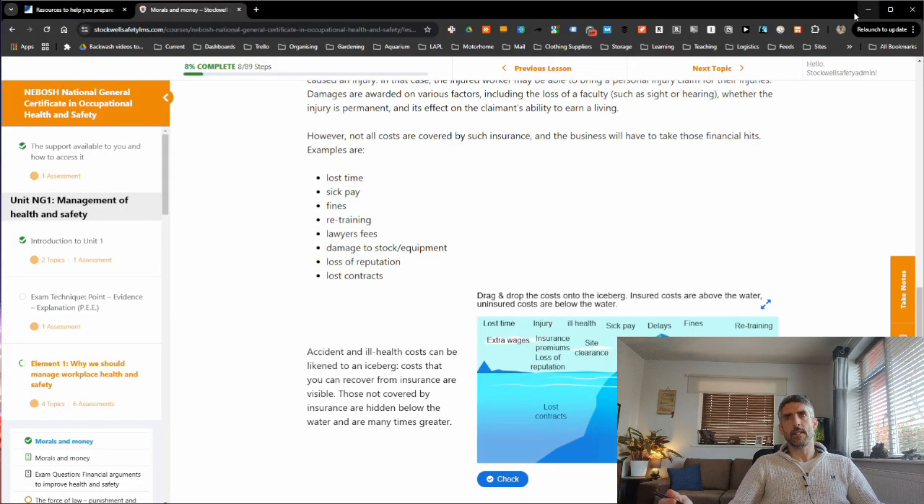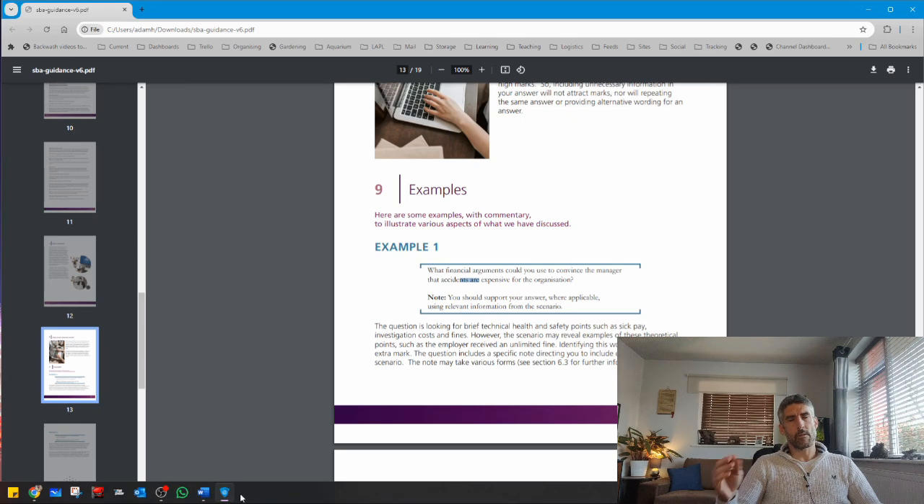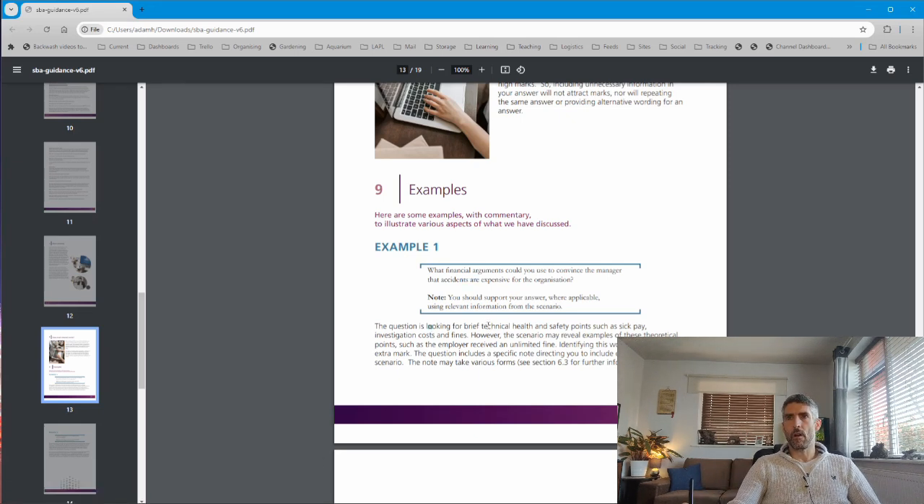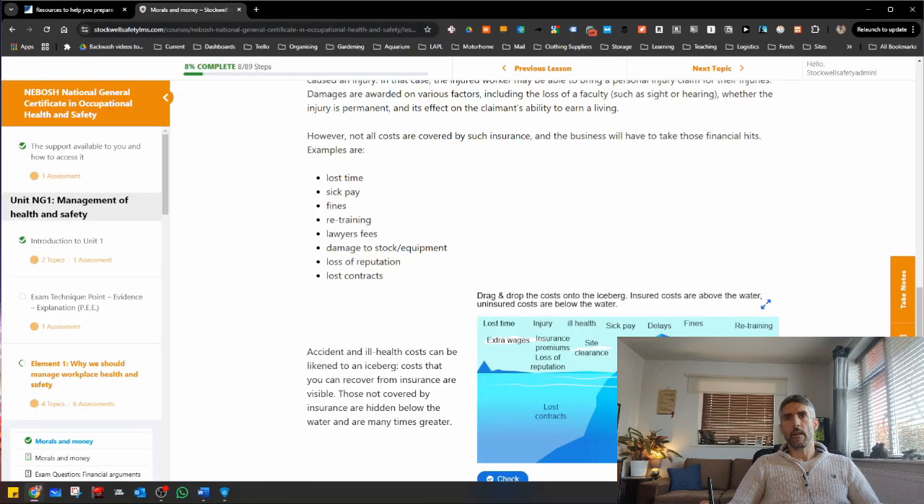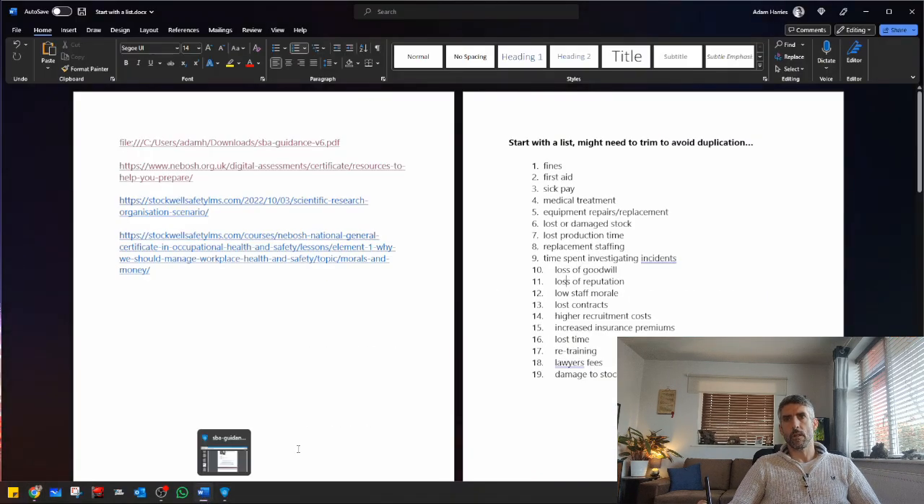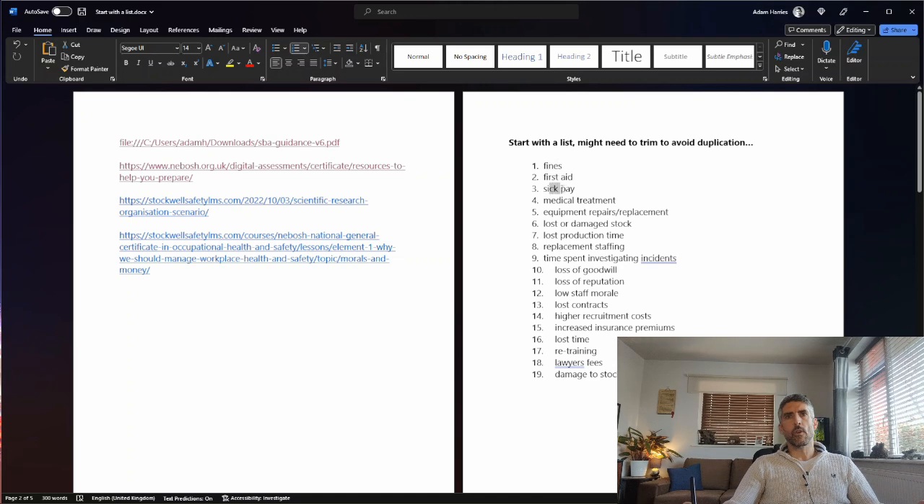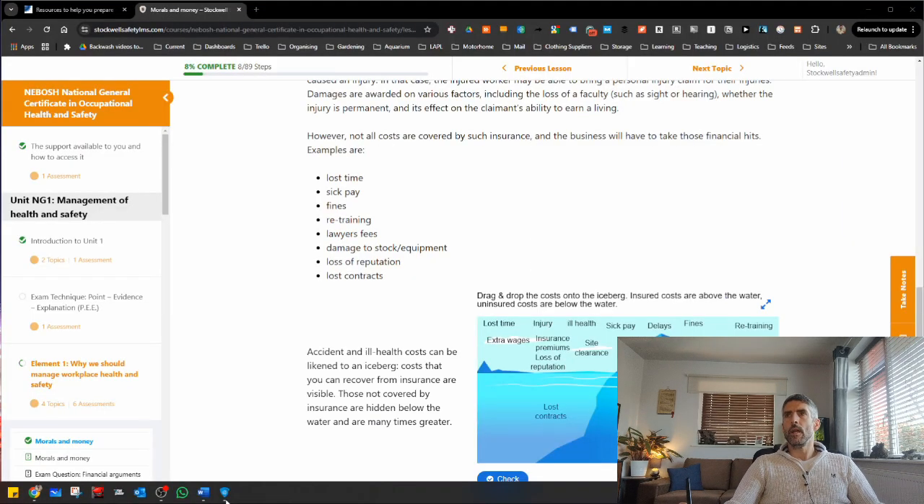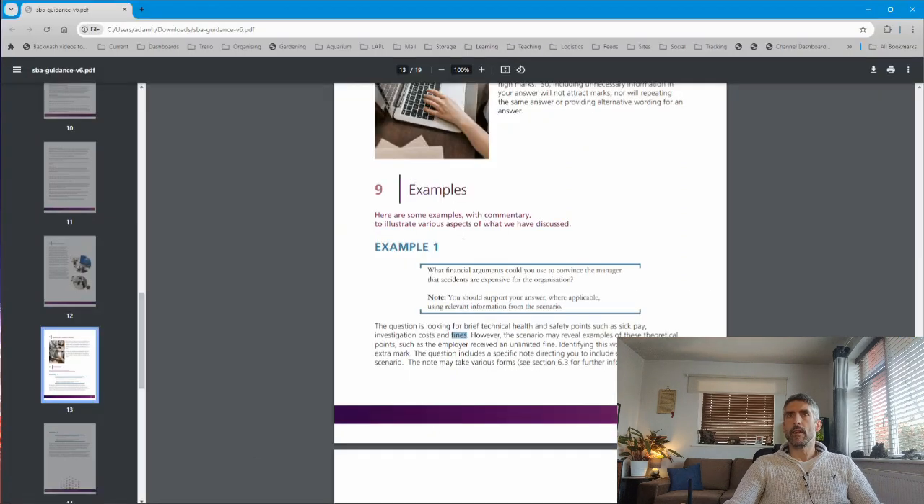But this is just a list. This is the first point I want to really drive home here. Let's go back to NEBOSH's guidance. The question is looking for brief technical health and safety points such as sick pay, investigation costs and fines. We've got those on our list, fines and sick pay, but I want to go back to that question and look at it a bit more carefully. I don't think just saying sick pay is going to cut the mustard here.